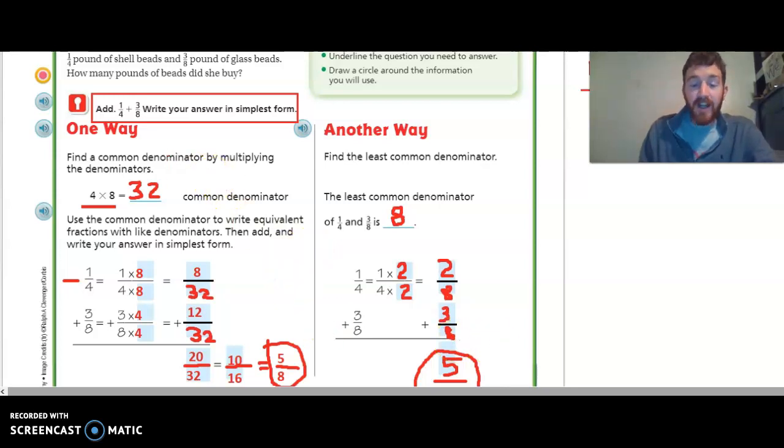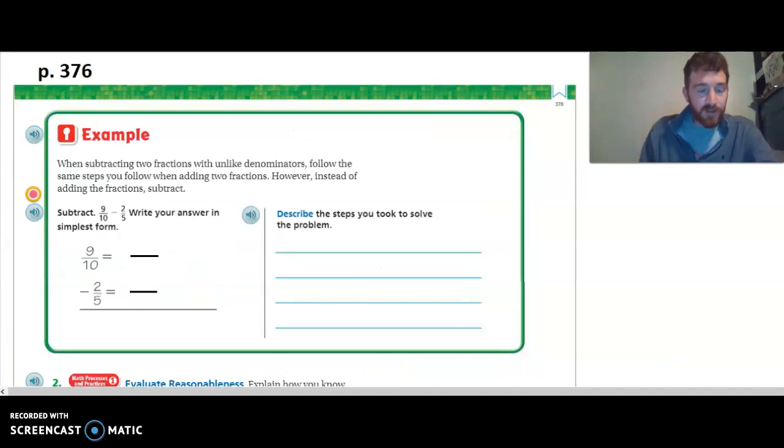Okay, cool. All right, now we'll also see some subtraction problems on the next page, 376. We're going to do the same thing here, but with subtracting. So you'll have a mix today, and as we go through things this week. So just always, of course, pay attention to the fractions and what operation you're being told to do for each as well. With this one, we've got 9/10 minus 2/5. Now we're going to tell over here what we did.